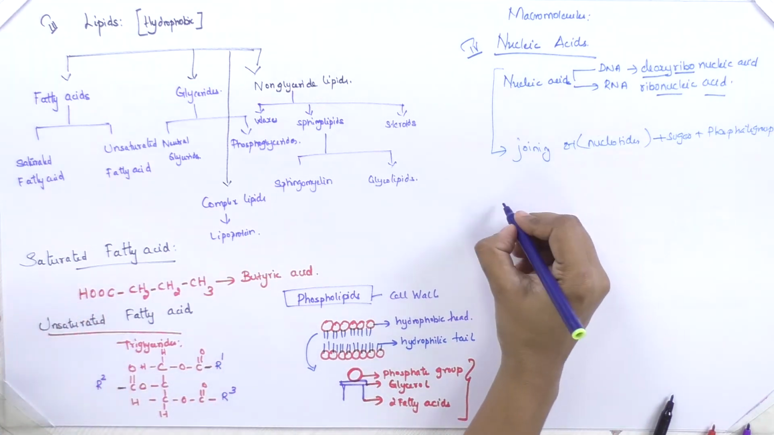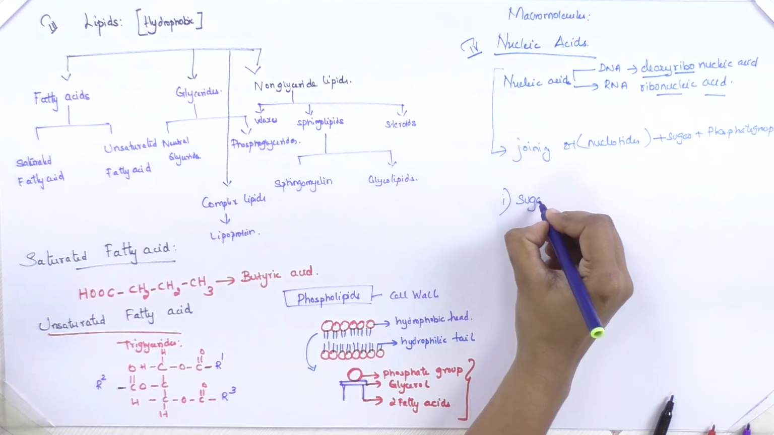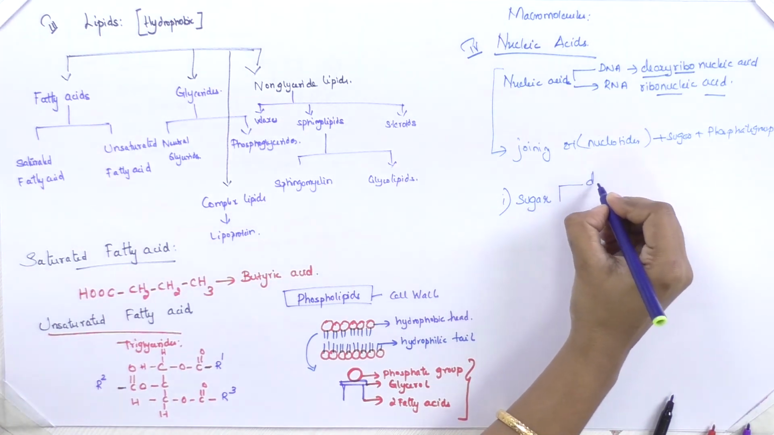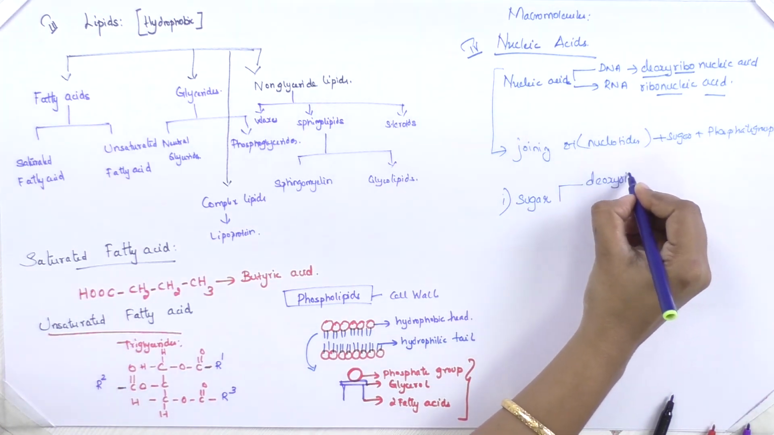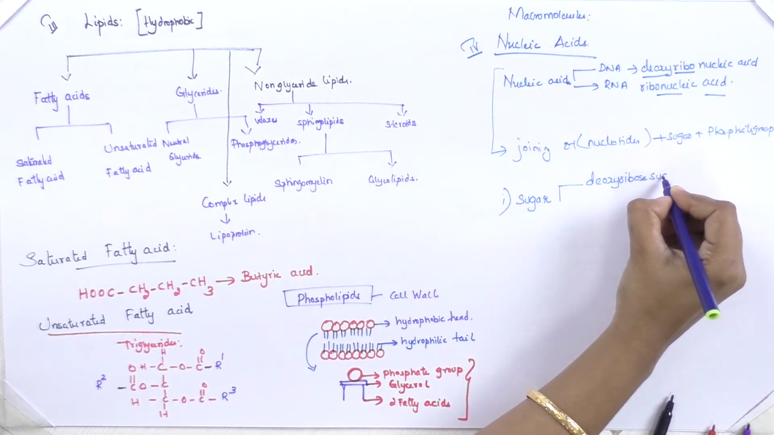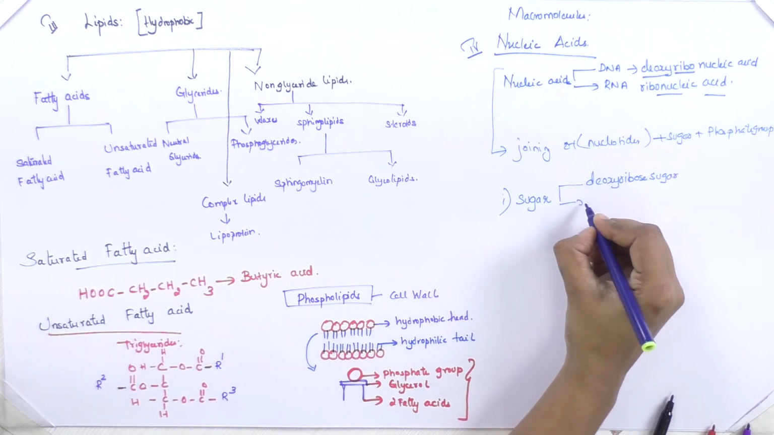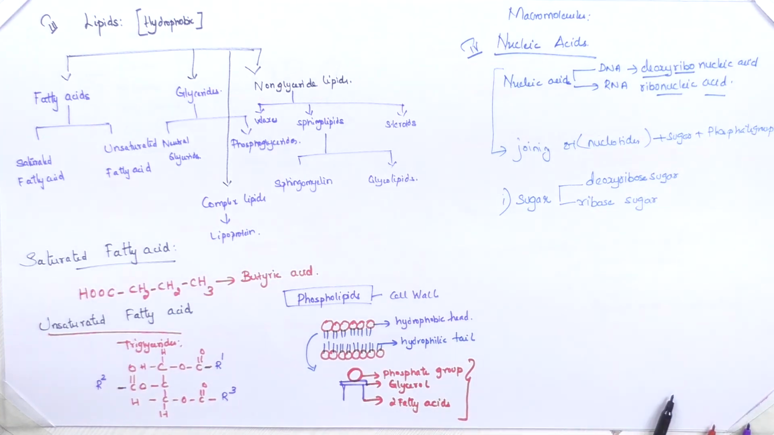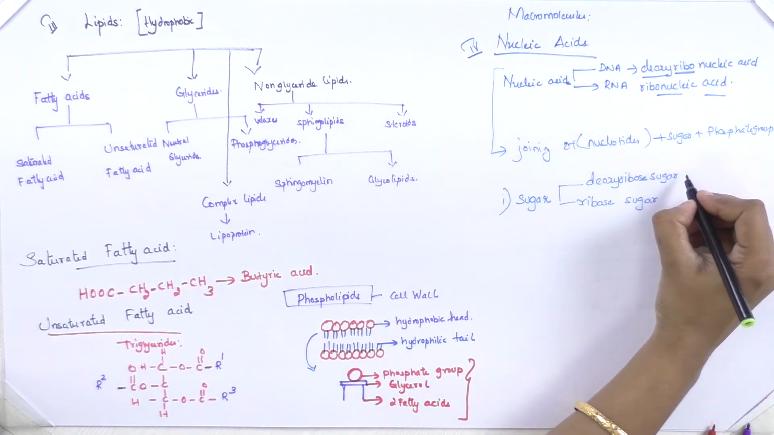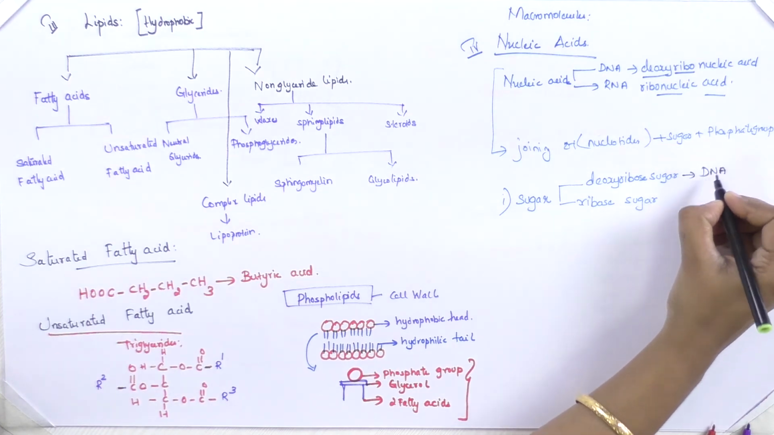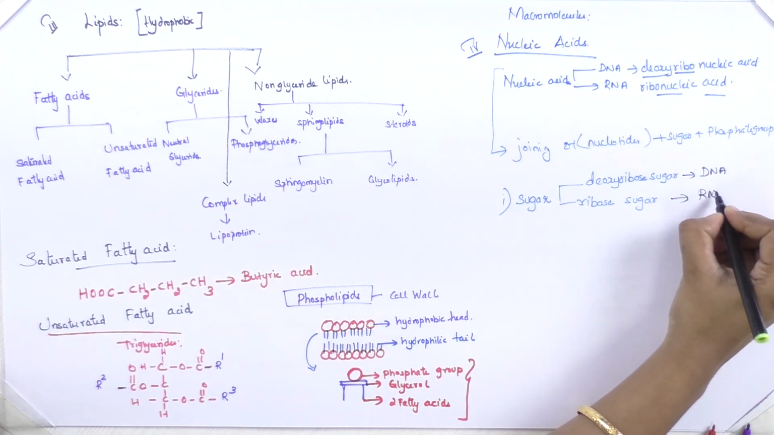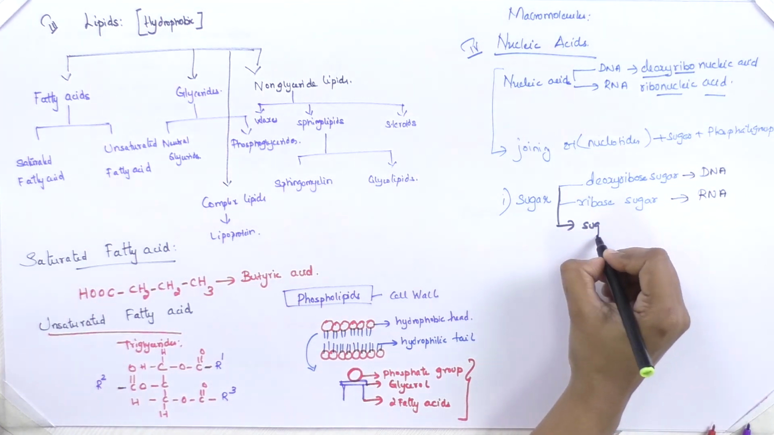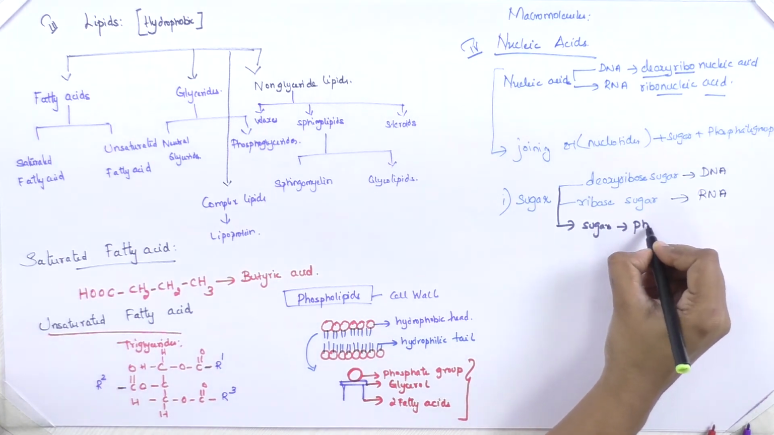The first one is sugar. I already mentioned deoxyribose sugar, and another one is ribose sugar. Deoxyribose sugar is seen in DNA and ribose sugar is seen in RNA. These sugars are joined together by phosphate groups.